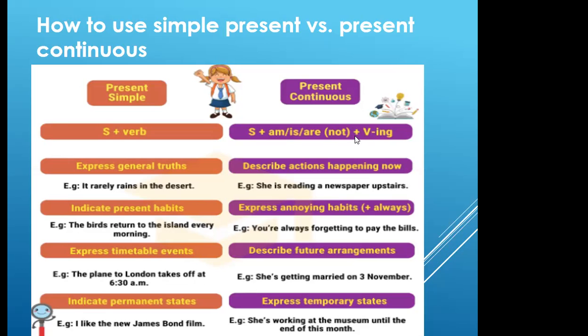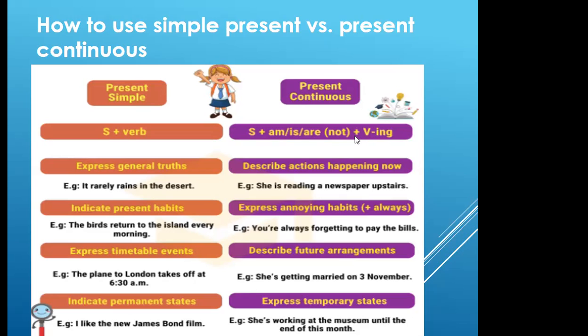También el present continuous expresses temporary state. Si el presente simple me indica que lo ocupo para acciones permanentes, el presente continuo me indica lo opuesto. Expresa acciones temporales. Significa algo que se va a terminar, algo que va a tener una fecha donde termina. Por ejemplo, she's working at the museum until the end of this month. Significa que al final del mes ya no va a trabajar ahí. Entonces es una acción temporal.